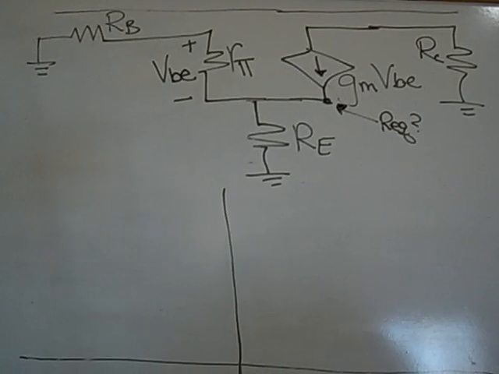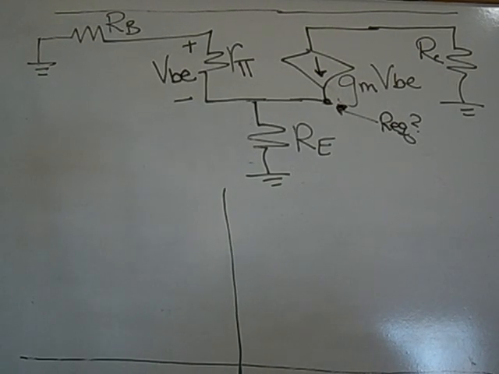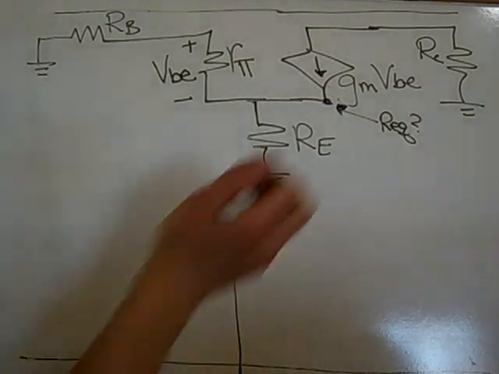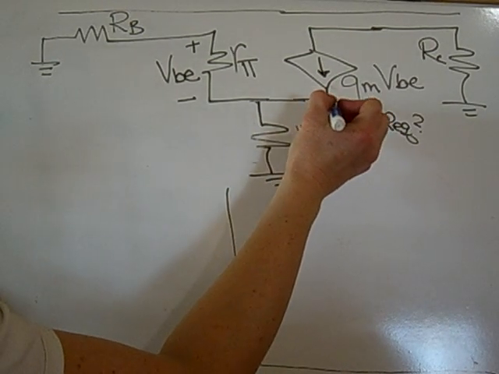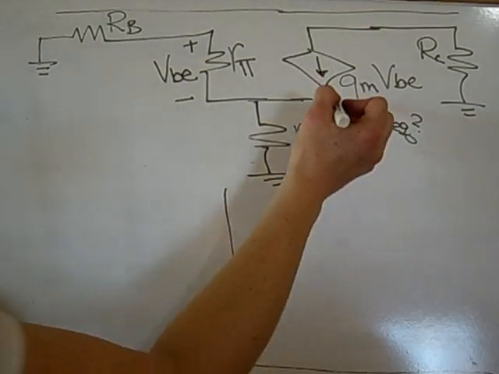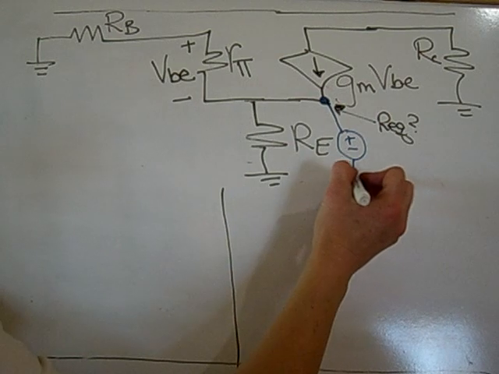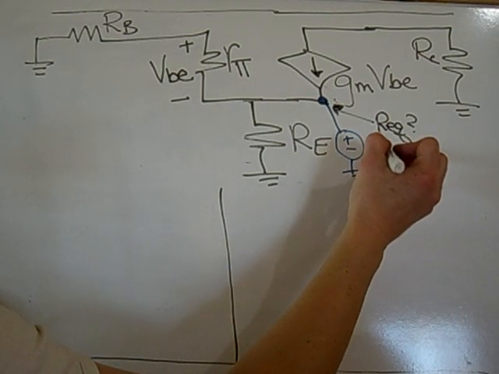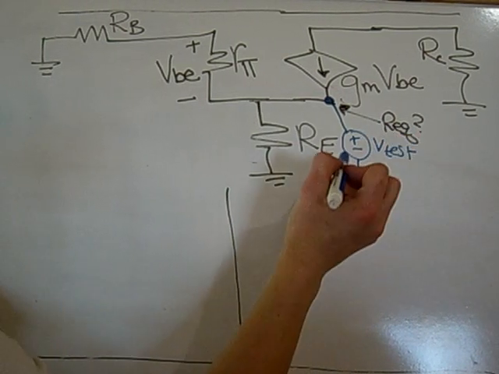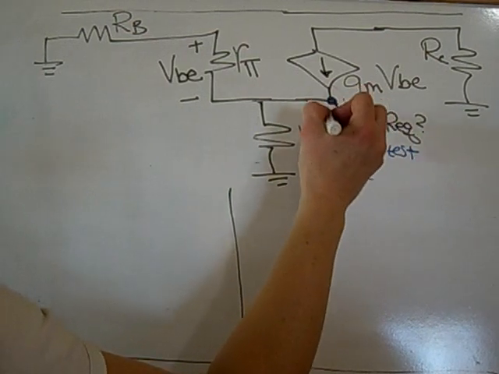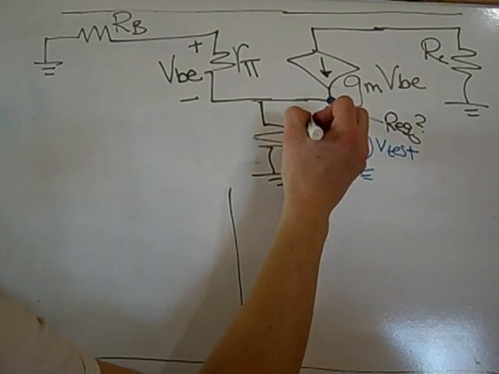This is part 2 of the resistance reflection rule derivation. In this part, I'm going to show the equivalent resistance seen at the emitter now. So to do this again, a test source is placed at the emitter. This time I'm going to use a voltage source, which I call V test, and now I need to solve for I test.